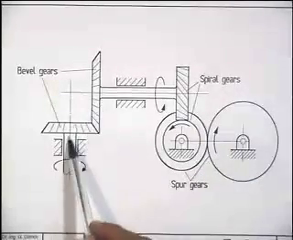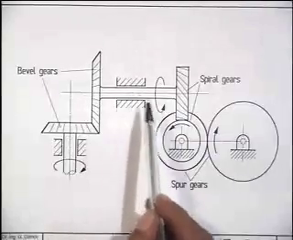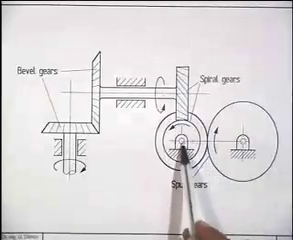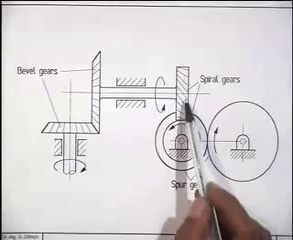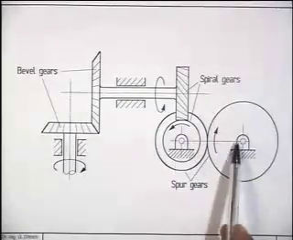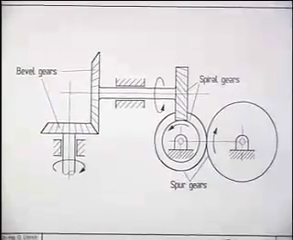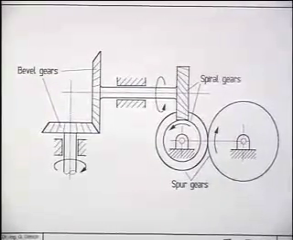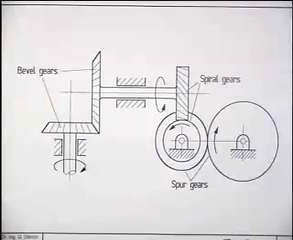So this pair of bevel gear connects these two shafts. This shaft and this shaft, which is skewed, are connected by a pair of cross helical gears, and these two parallel shafts are connected by a pair of spur gears. So this shows you an example of a typical gear train.